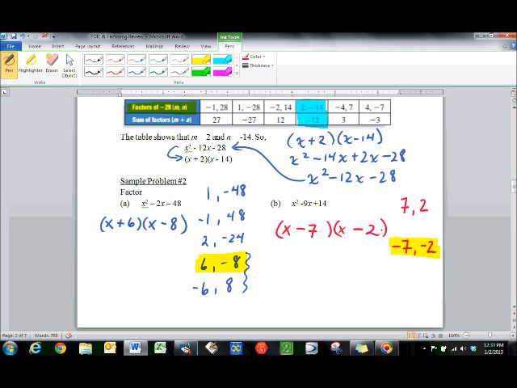So these are the examples in factoring trinomials that have a leading coefficient of 1. So keep in mind that when we have a leading coefficient of 1, this would be the process that you would want to use in factoring.